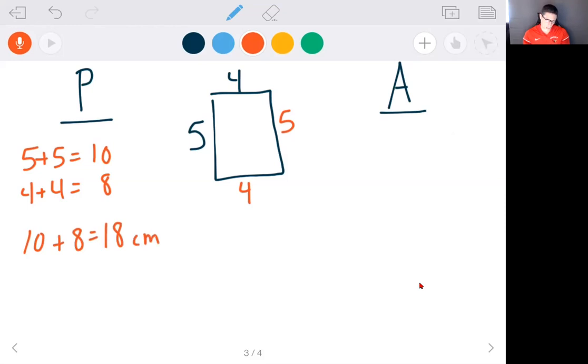For the area, we're going to do length times width. So we only need 2 of the sides, we need the long side and the short side. 5 times 4. 5 times 4 is 20. You can count by 5s 4 times or count by 4s 5 times. If you want to count by 5s, which is how I would suggest it, you would put up 4 fingers and count by 5s. 5, 10, 15, 20. It's a great way to get there. Centimeters squared, because that's the area inside. Let's look at the next one.